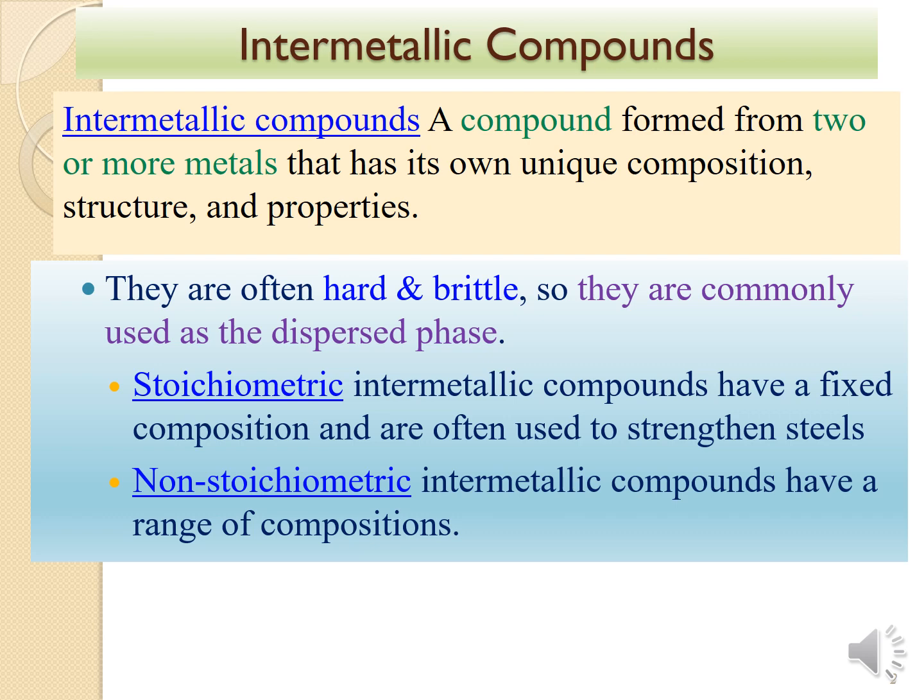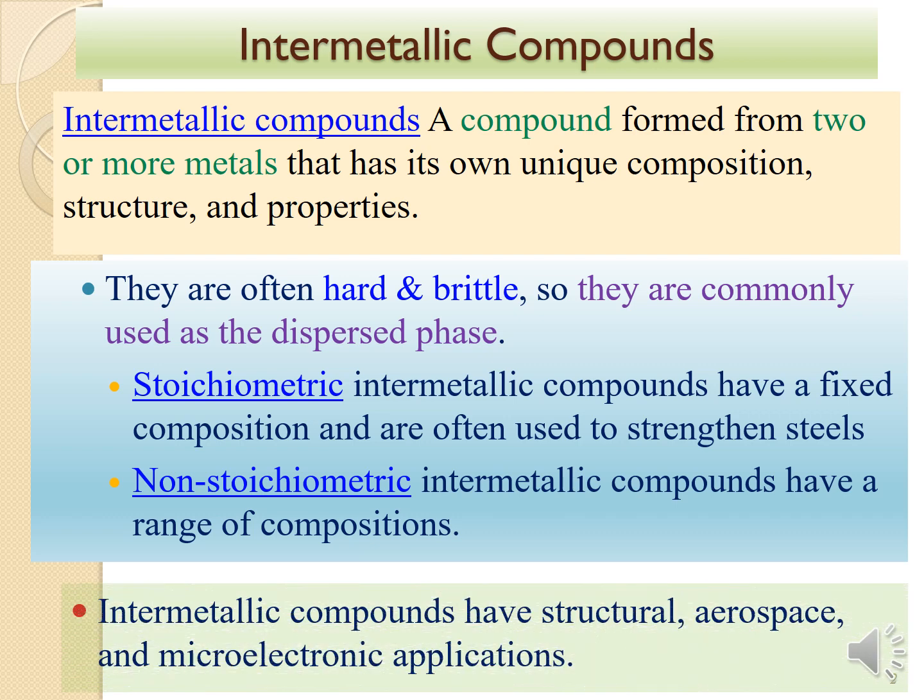In those intermetallic compounds, we have stoichiometric interatomic compounds, which have fixed composition. And the other type is non-stoichiometric interatomic compounds. They usually have a range of compositions. Those compounds are typically used in structural, aerospace, and microelectronic applications.